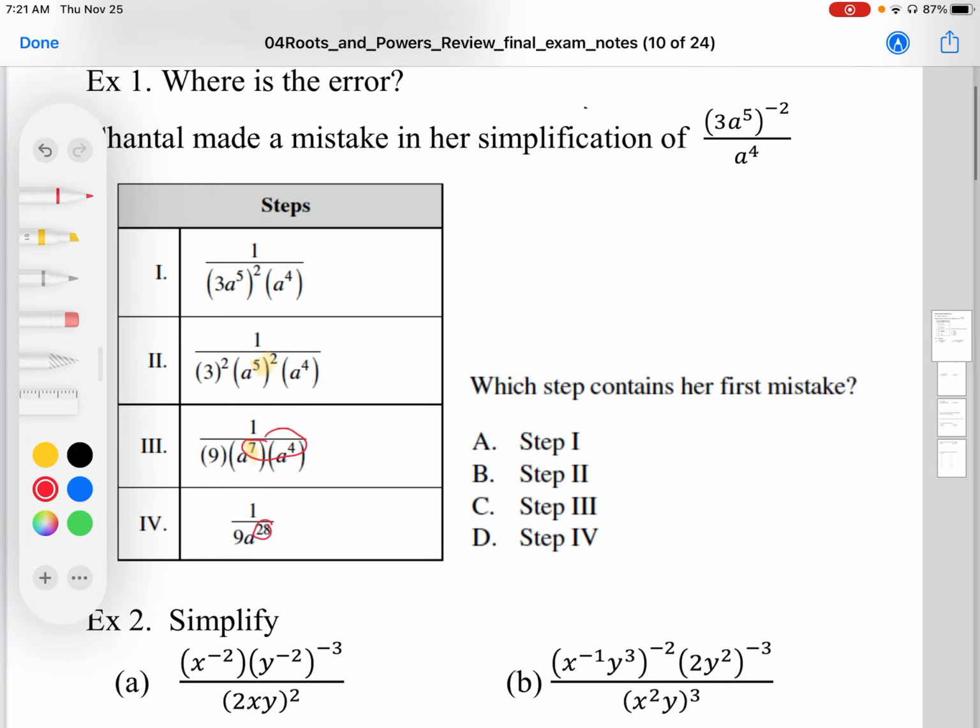So the question is which step contains your first mistake. Well, that's going to be step 3. There are two mistakes, but the first mistake happens going from step 2 to step 3.